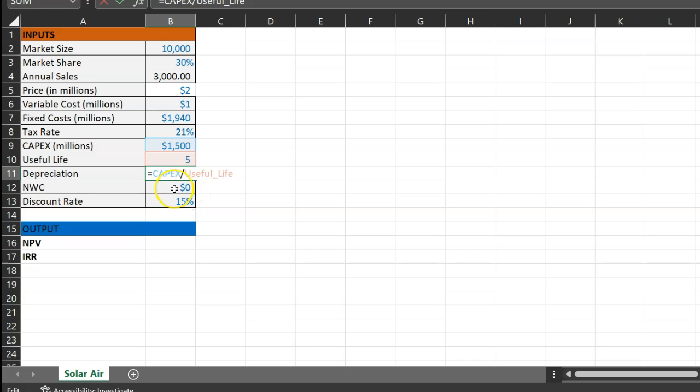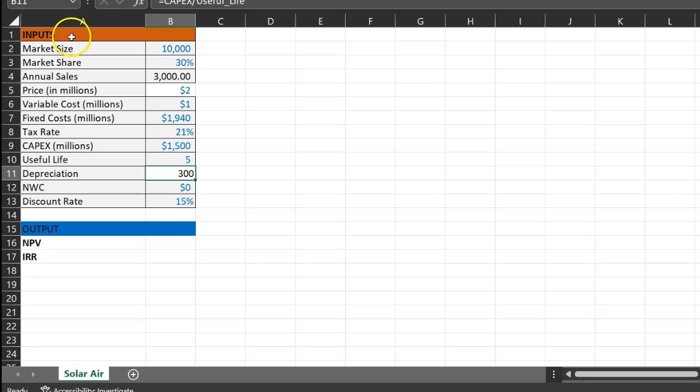For simplicity, let's assume that there are no investments in net working capital, so net working capital and therefore changes in net working capital are 0. And you're further told that the discount rate is 15%. So what we are looking to do is figure out, using these inputs, what is the net present value and the IRR of this investment?